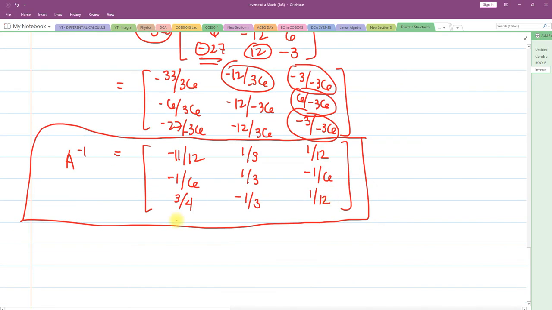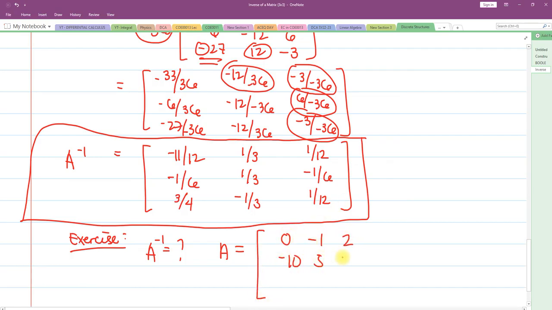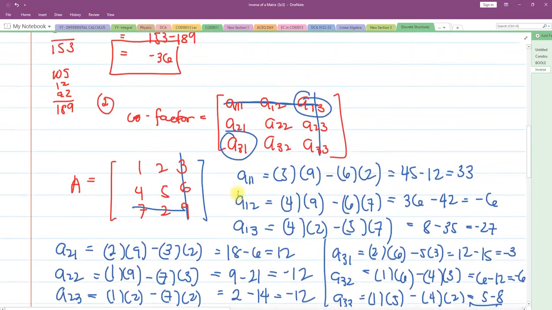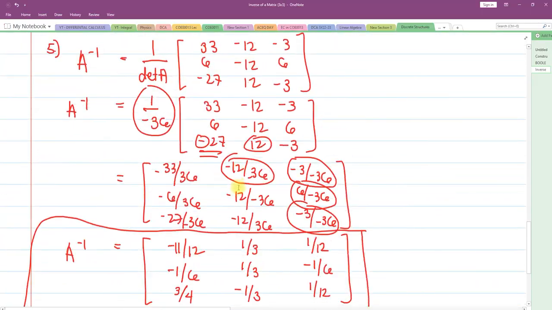So for your exercise, get the inverse of this matrix, where matrix A is given by 0, negative 1, 2, negative 10, 5, 3, negative 4, 2, and negative 1. Type in the comment section your answer so that you can test your knowledge whether you learned the steps or not. So you can repeat the steps here so that you can answer this exercise.